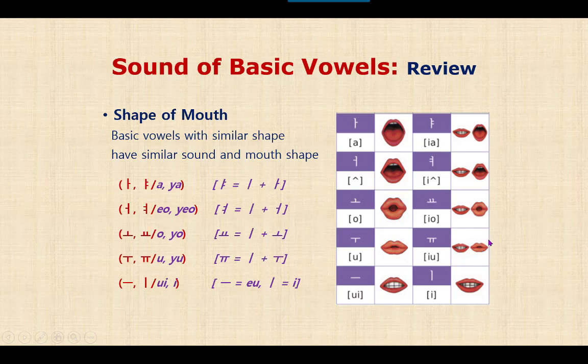Okay. Now it must be very clear to you why we call it single sound vowel and double sound vowel. Double vowel is different from double sound vowel. When we are talking about double sound vowel, we need two shapes of lips. But this double sound vowel is a basic vowel, when we are talking about shapes of the letter.